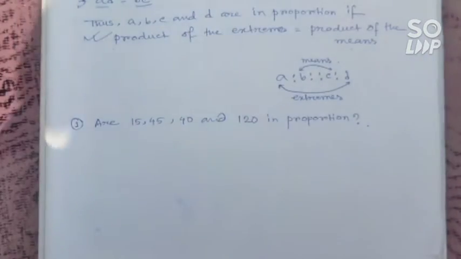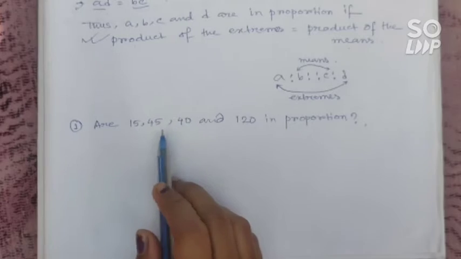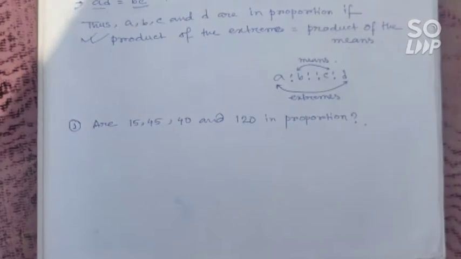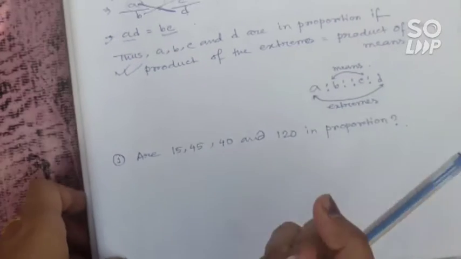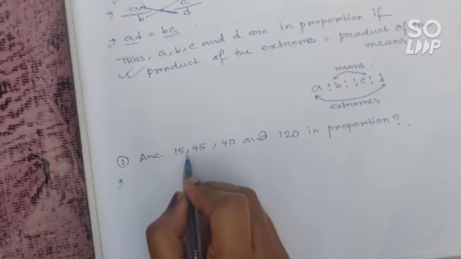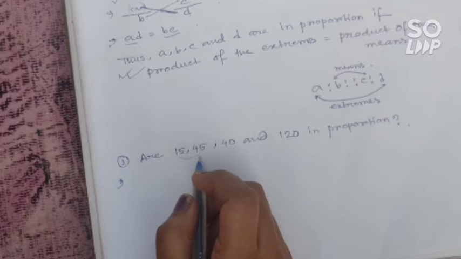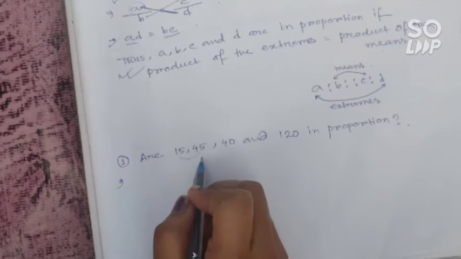So now look at some examples. Are 15, 45, 40 and 120 in proportion? You have to check whether these four numbers are in proportion or not. How can you check this? You have two ways for checking whether any four numbers are in proportion or not. We have learned two processes for checking this. I will tell you the two processes. First process, you have to find the ratio of the first and second number.